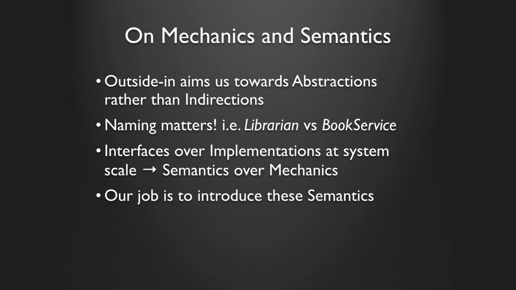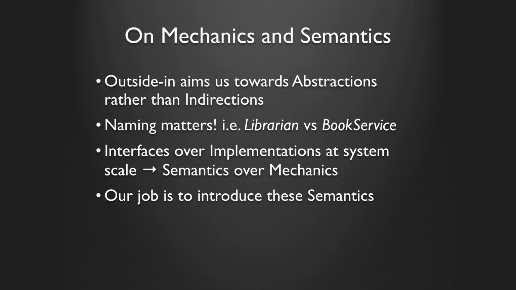We take the mechanical concepts of how we developed software in the past, and we force them on the software that we are writing right now. I think that this is really one of the key problems today in software engineering. And I think that we need to focus more on the semantics of what we're doing than on the mechanics of how we're going to do that. And how outside-in development helps us with doing that. It helps us focus on the semantics rather than the mechanics. It helps us focus on the abstractions rather than the indirections.